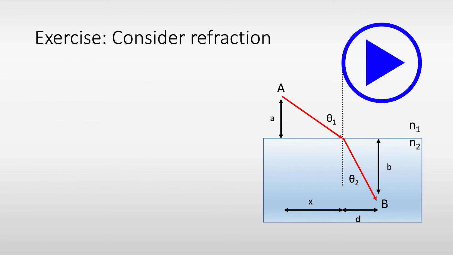Okay, so let's remember that the speed of light in any material, v, is equal to the speed of light in a vacuum divided by the refractive index, n. That means that we can find a time for the light to travel from A to B. So let's take this stepwise.